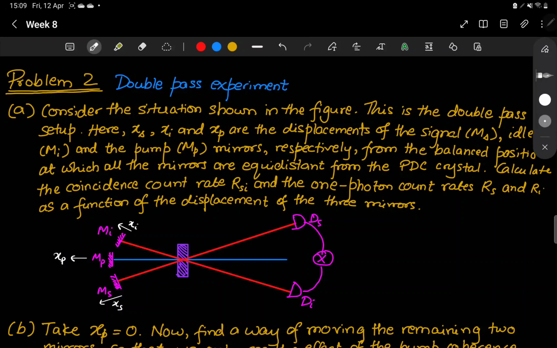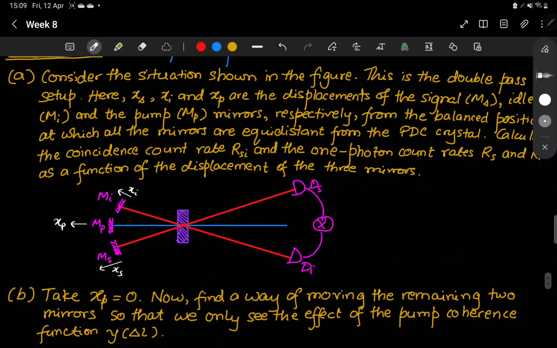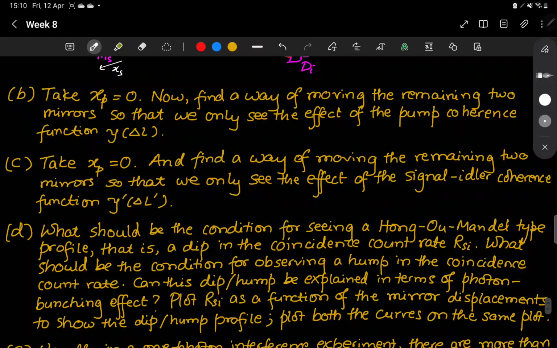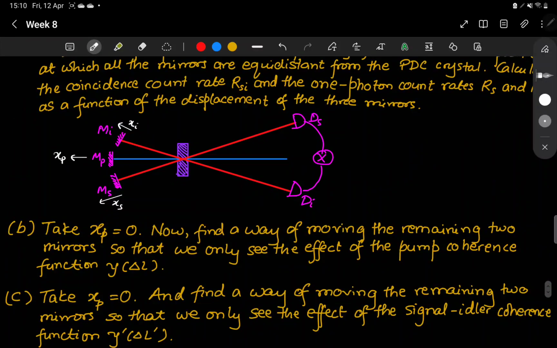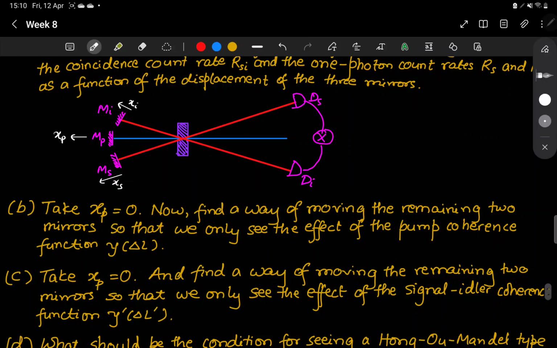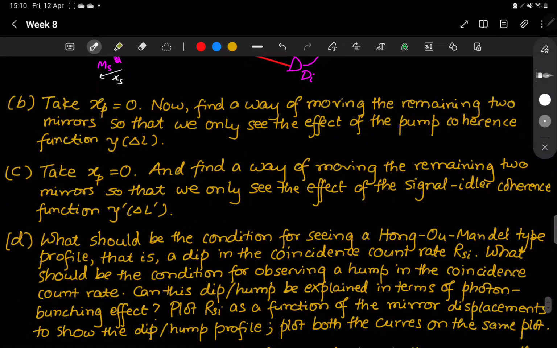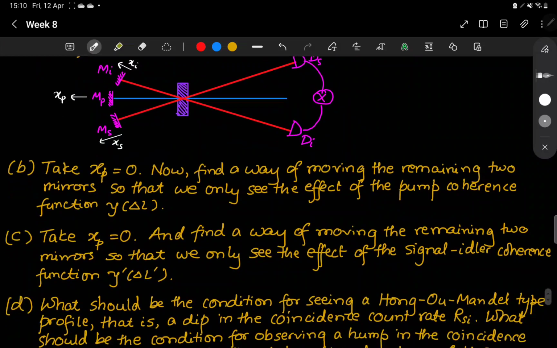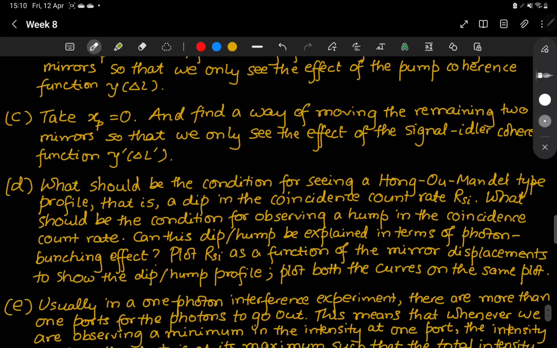Calculate the coincidence count rate RSI and the one photon count rates RS and RI as a function of the displacement of the three mirrors. That's part A. Part B. Take xp equals 0. Find a way of moving the remaining two mirrors so that we only see the effect of the pump coherence function gamma delta L. Then part C. Take xp equals 0 and find a way of moving the remaining two mirrors so that we only see the effect of the signal-idler coherence function gamma prime delta L prime.